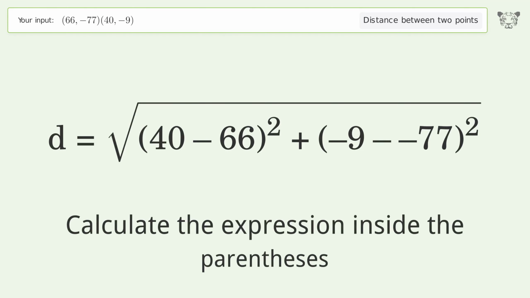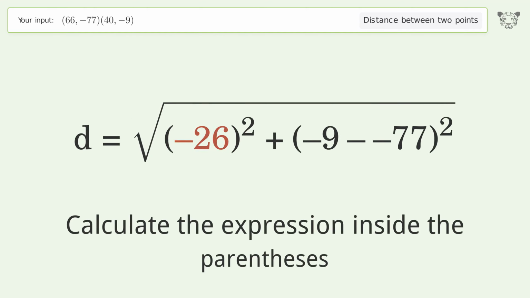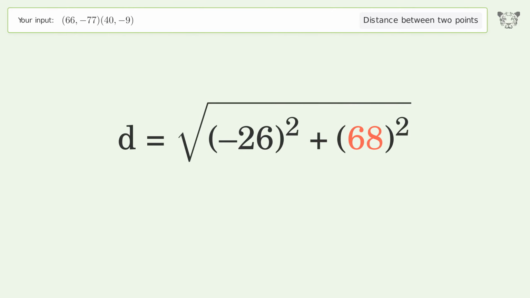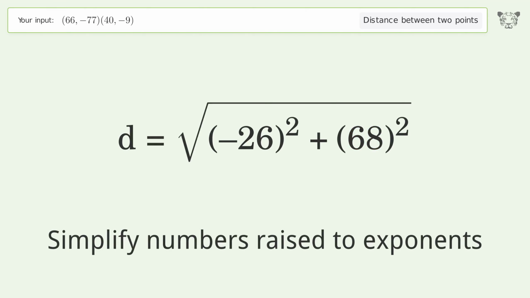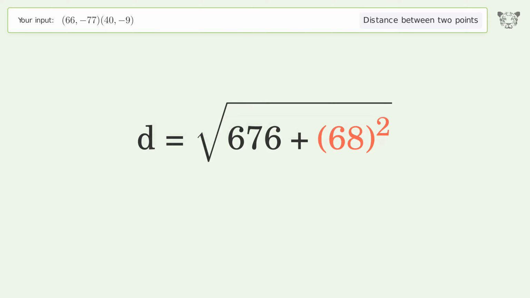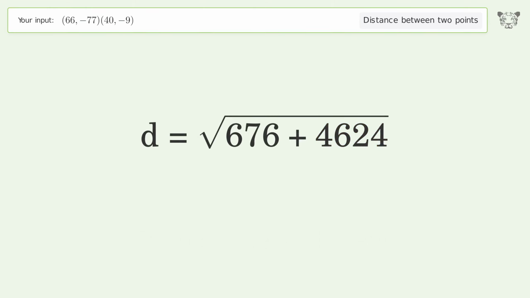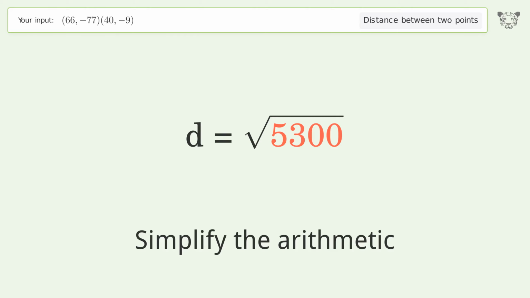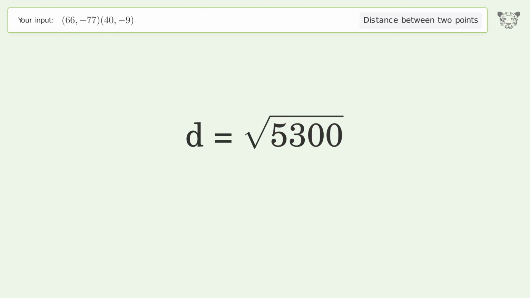Calculate the expression inside the parentheses. Simplify numbers raised to exponents. Simplify the arithmetic. And so the distance between the 2 points is the square root of 5,300, or 72.801.